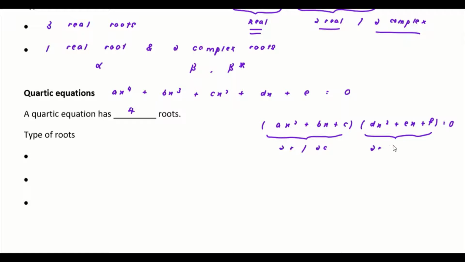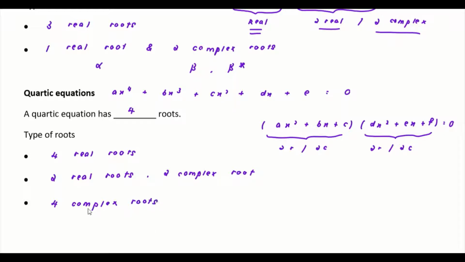Same thing, you can have two real or two complex. So we try to combine them and put inside. So the first idea is that we can have all the roots are real. Then the second one is that we can have two real roots and also two complex roots, right? So for example, the first quadratic I get two real roots, then the second one I get two complex roots, or vice versa. So the last one I can have all the roots are complex roots.